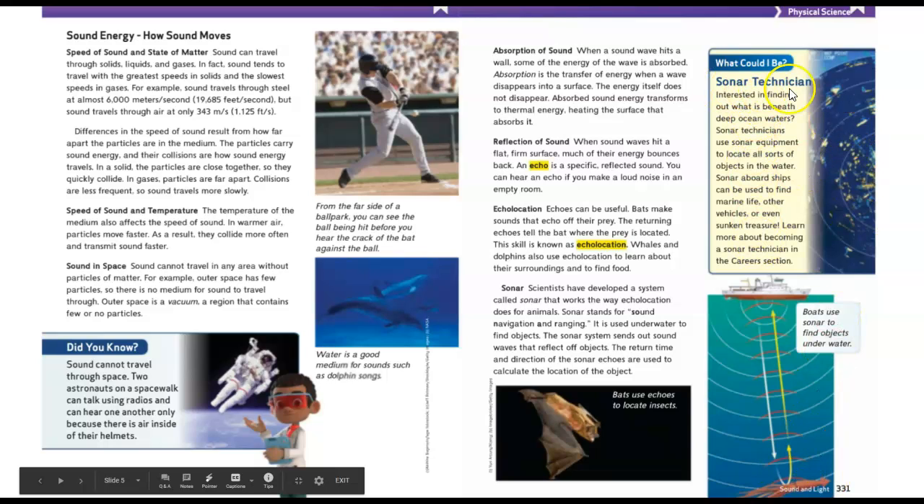It says sonar technician, interested in finding out what is beneath deep ocean waters. Sonar technicians use sonar equipment to locate all sorts of objects in the water. Sonar on board ships can be used to find marine life, other vehicles, or even sunken treasures. Learn more about becoming a sonar technician in the career section.